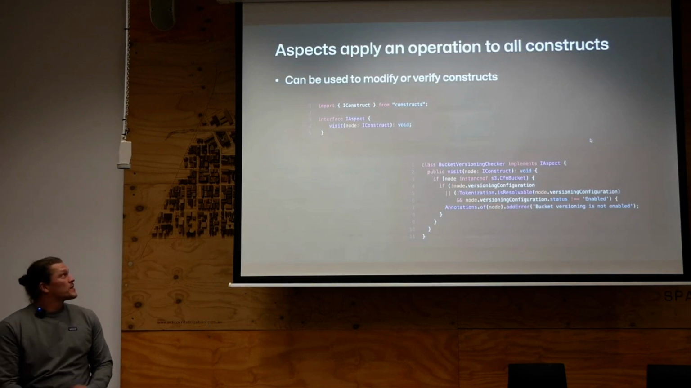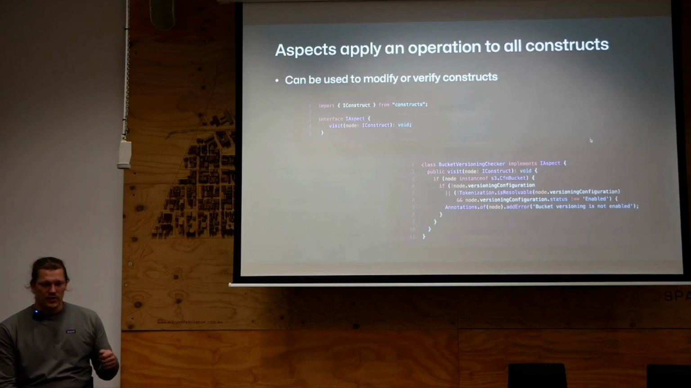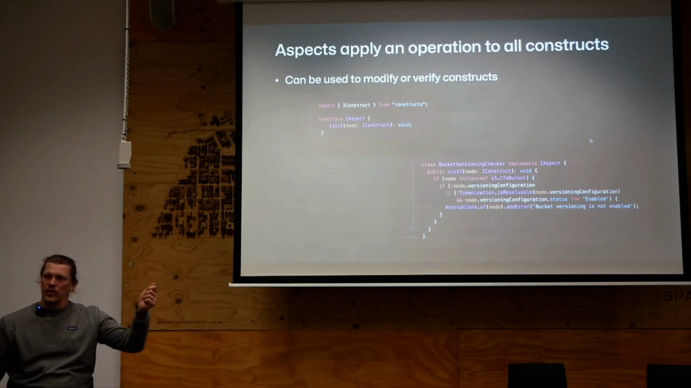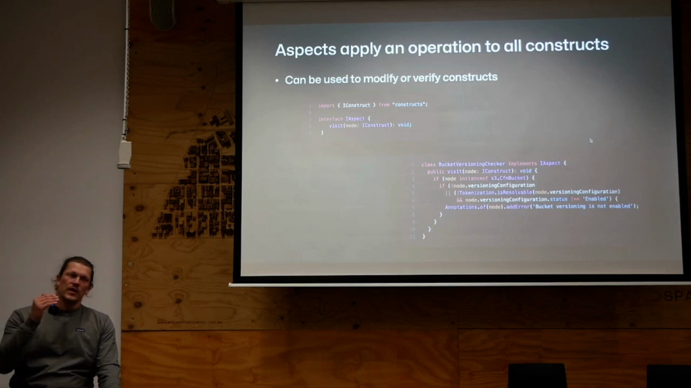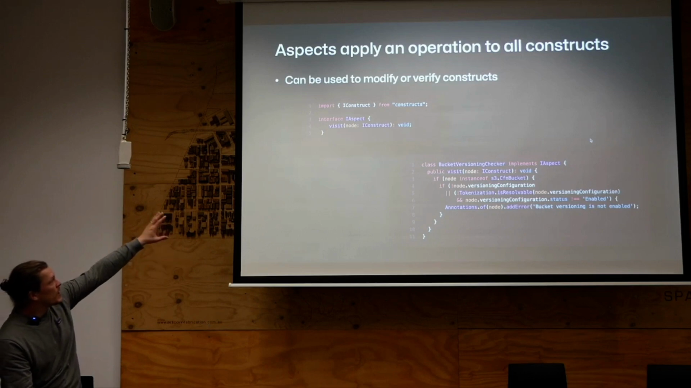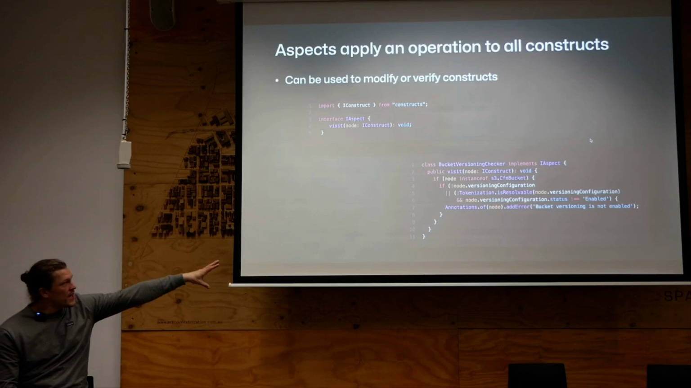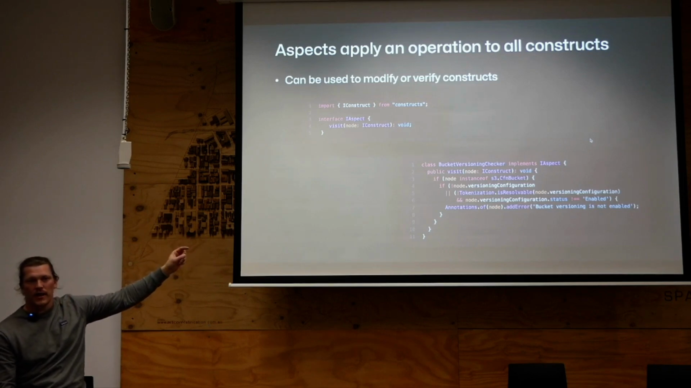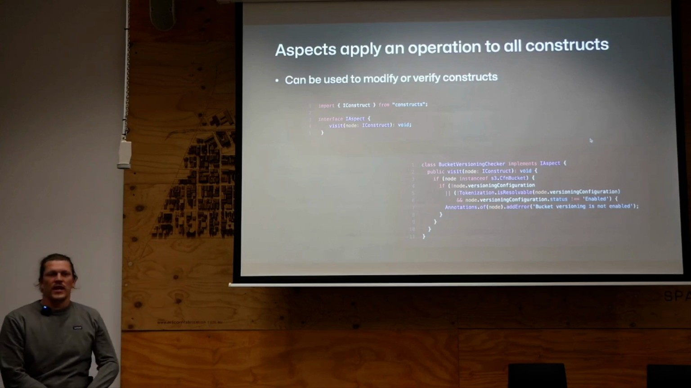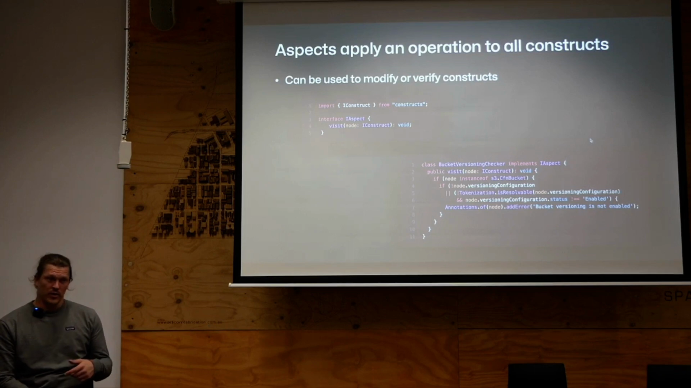So aspects. Aspects can apply an operation to all the constructs in your application. Effectively, they can also be used to modify or verify those constructs. So during the build phase, it walks the tree to have a look at all the constructs that are in the application, and you can write code that actually checks for attributes on different types of things. So I've got an example here, but at the top we've got the interface that you need to conform to, and then down here we've got an example that's checking that an S3 bucket has versioning enabled. And so you can error if it doesn't, or you could change it so that it does. So another example might be that you want all EBS volumes to be encrypted, or lots of stuff to be encrypted, but error out if it's not, because we want to mandate that.